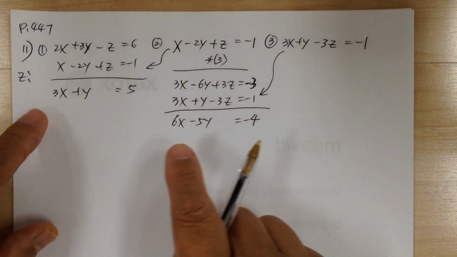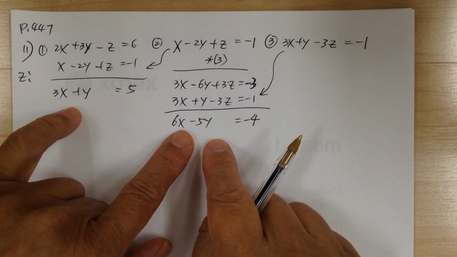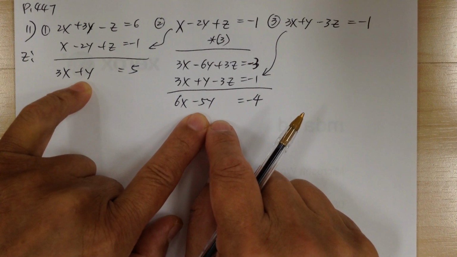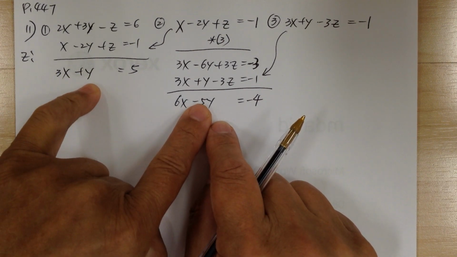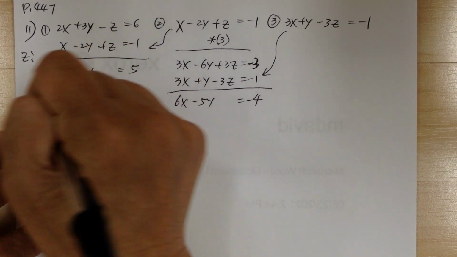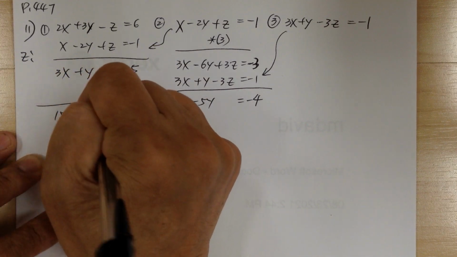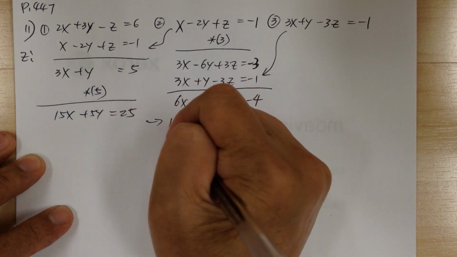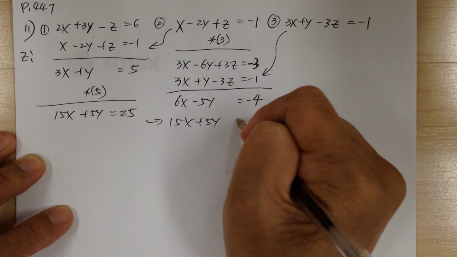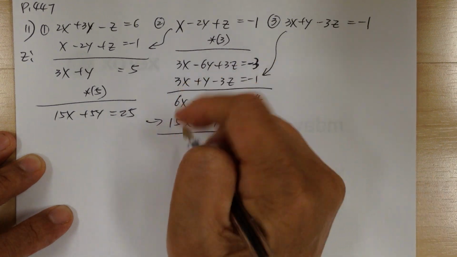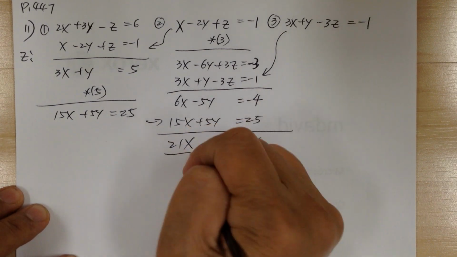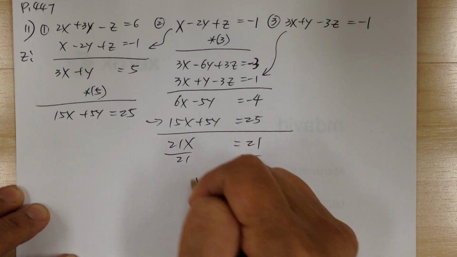Okay, so now you go from 3 variables to 2 variables. Now you got these 2 equations with 2 variables. You have to decide which one you want to eliminate. Okay, so looks like y is easier to eliminate. So I'm going to multiply this by 5 to make the y opposite. So multiply by 5. So I get 15x plus 5y equal to 25. And I'm going to put this under here. So when I add, I get 21x equal to 21. Okay, so divide by 21. So I get x equal to 1.